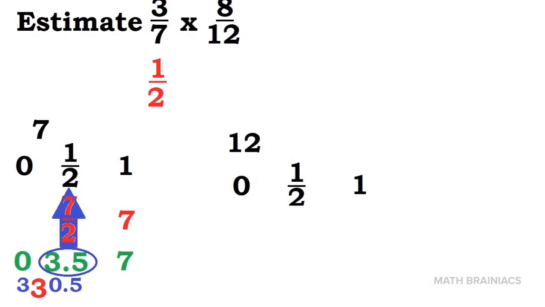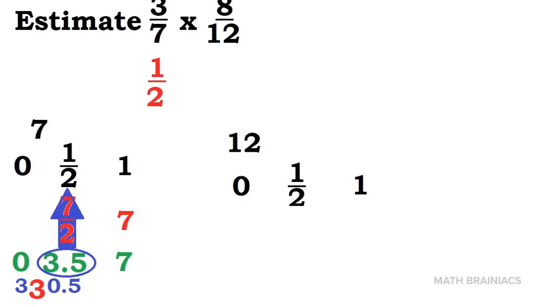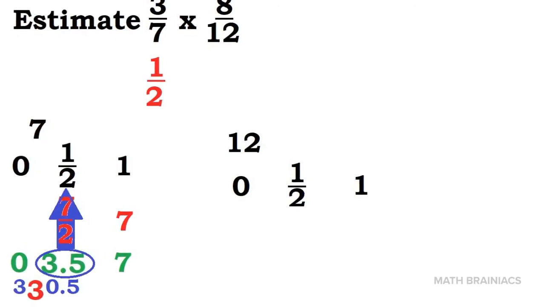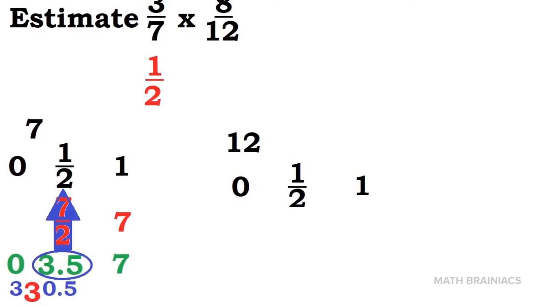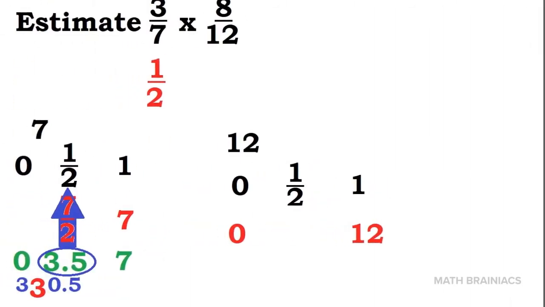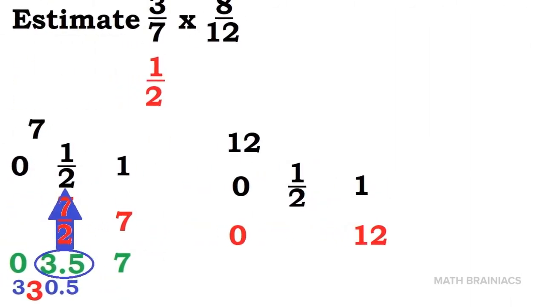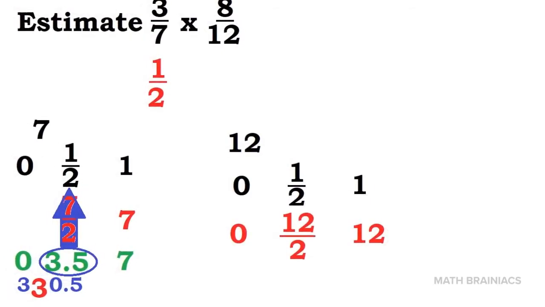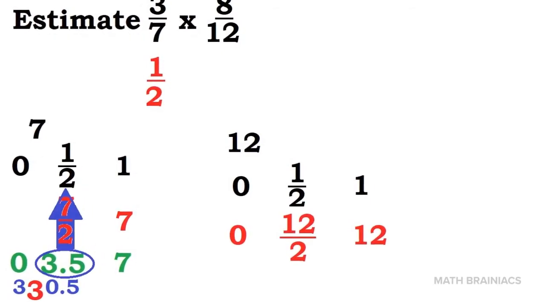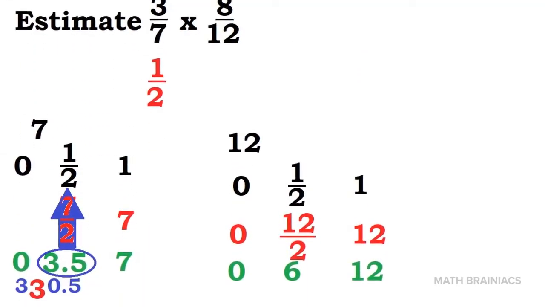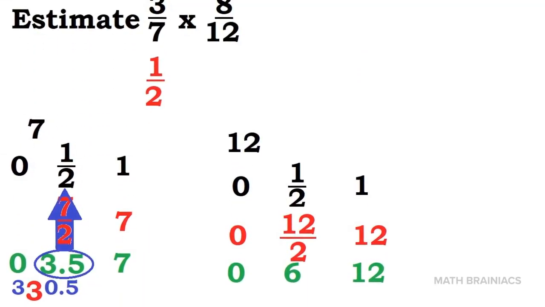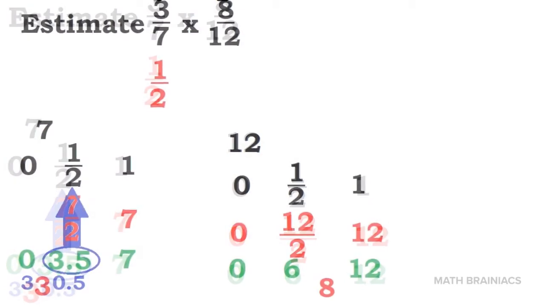Our second fraction is 8/12. So, the denominator is 12. And we're going to set the benchmark into 0, 1/2, and 1. 12 is the whole number. We are going to get the half of 12, which is equal to 6. 12 divided by 2 is equal to 6.